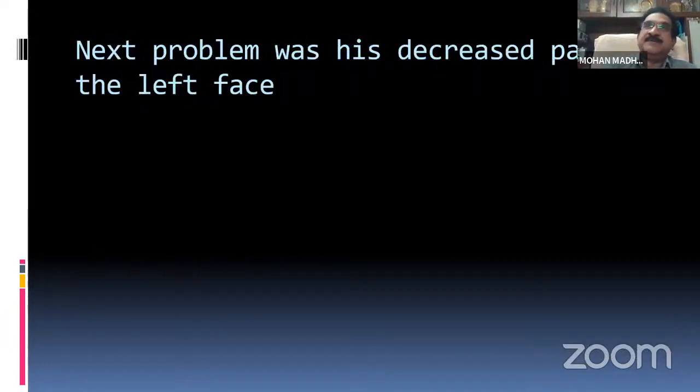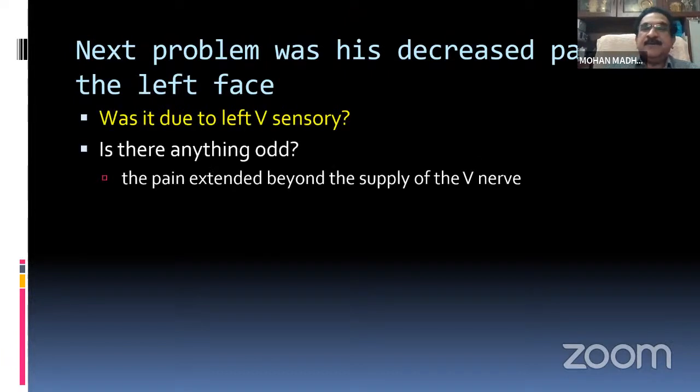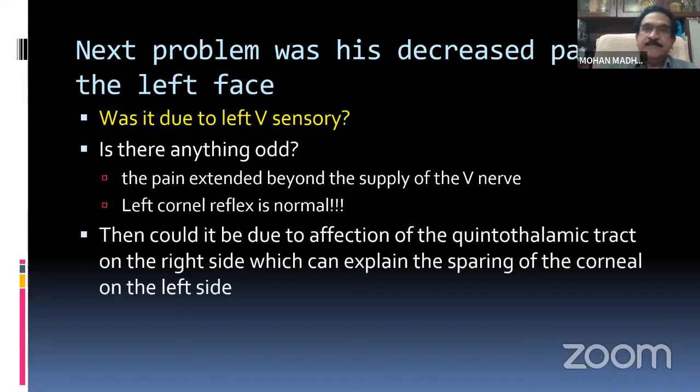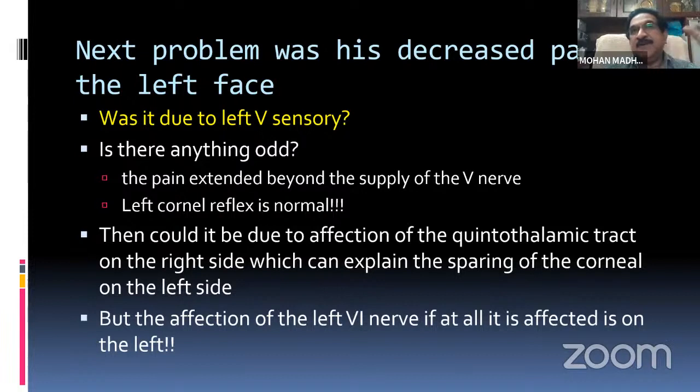The next problem was decreased pain on the left side of the face. Is it genuine or not? The loss of pain extended beyond the supply of the fifth nerve. If you look very carefully, it should stop short of the vertex and not encroach on the occipital region. It should not encroach on the angle of the mandible, and the ear is involved only when it reaches the neck. You must have missed that particular point. And the left corneal reflex is normal, which should have been affected with loss of pain. Whatever you find on the right side is the same as the left side. Again, that does not tally.